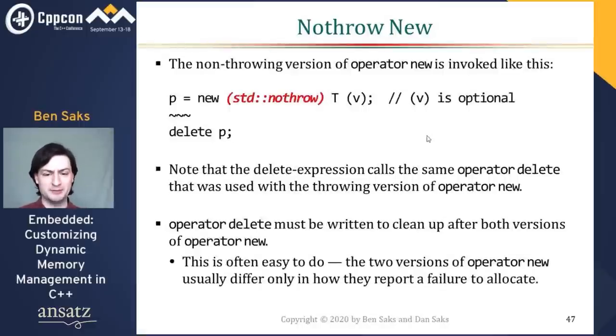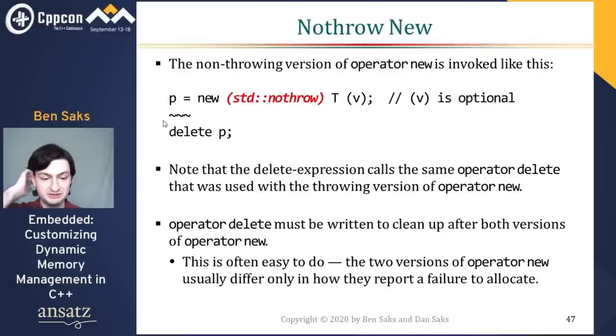So the non-throwing version of operator new, you write the call to it like this. When I said earlier that you can pass arguments to operator new yourself, this is what I was talking about. So here, this expression looks a bit odd because what's happening is we're using new. Std no throw here is an object of type no throw being passed as an argument to operator new. Then create a T object in the memory that we allocate and construct it by calling the constructor that takes a V, the T constructor that accepts an object of whatever type V is. Then you just use that memory as you would and then delete the pointer when you're done with it.